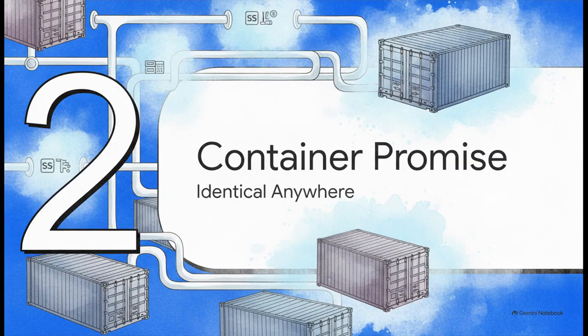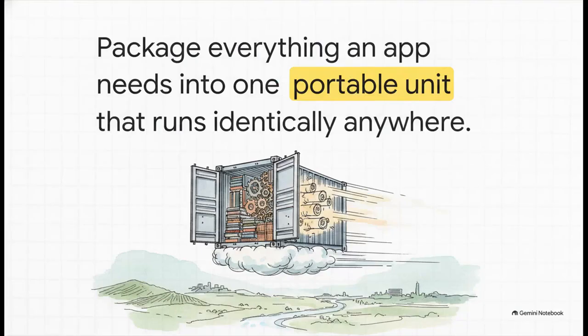Section 2. The Container Promise. Enter the absolute hero of our story, the container. The promise here is elegantly simple. You just package everything an application needs into one single, portable unit that runs identically anywhere. By bundling the code right alongside its specific dependencies, libraries, and configs, containers directly neutralize those root causes of failure we just looked at. Basically, the environment travels with the code. No matter where you drop it, a developer's laptop, a staging server, the cloud, it behaves exactly the same way.